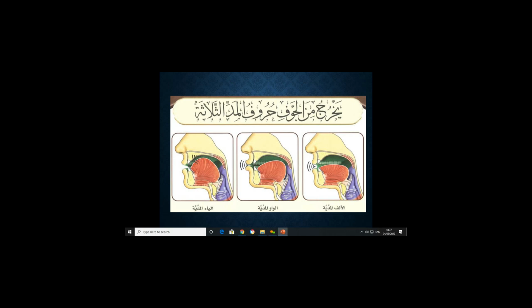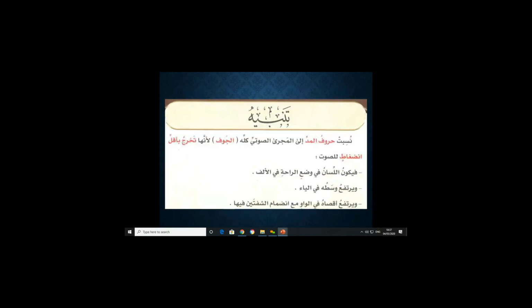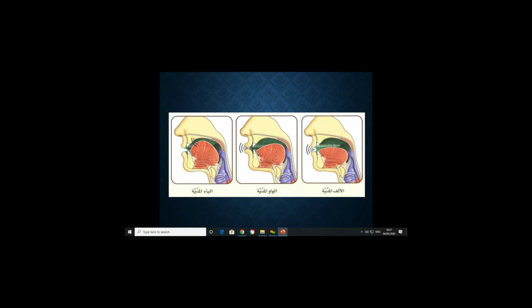So silent or inactive alif, inactive waw, and inactive ya must be preceded by active letters. If that active letter has a fatha on it, the alif will become alif maddi. If the letter before sakina waw has dhamma or pesh on it, this waw would become waw maddiya. And ya, if the letter before it has a kasra, it becomes ya maddiya. Ba, bu, bi.